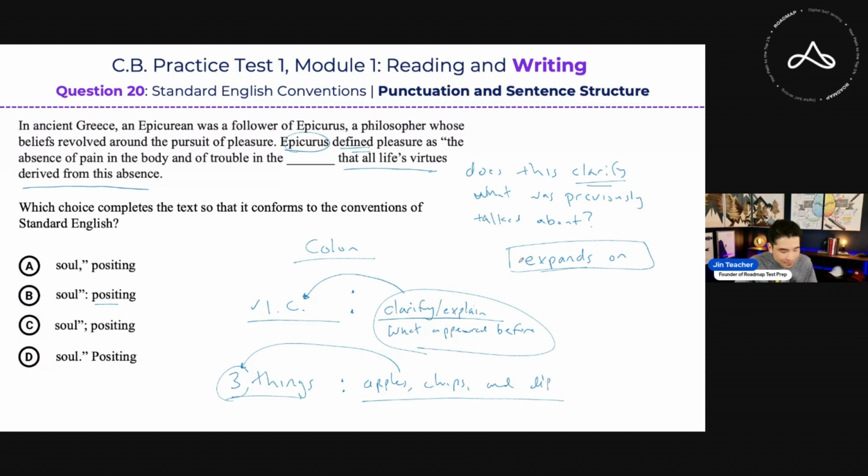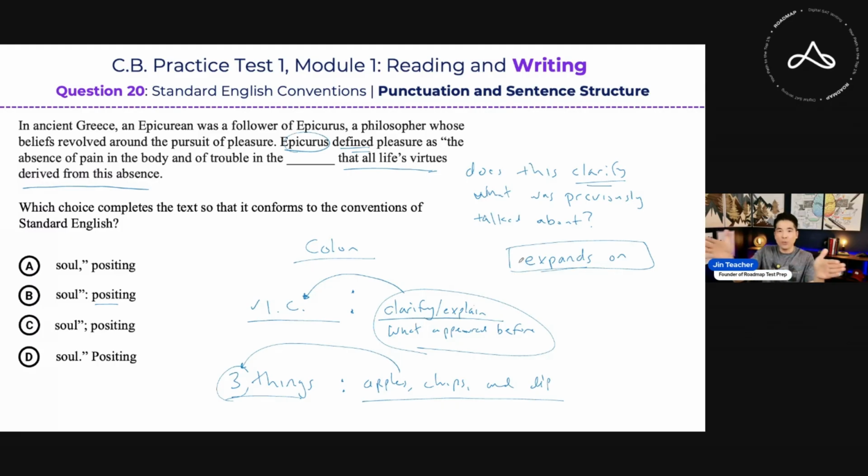And so if I say, I bought three things at the store for the party tonight. For the party tonight. In this case, you can't have a colon, because the information for the party tonight does not clarify what was previously talked about. Instead, the information after the colon expands on, it builds on what was previously mentioned, by adding new information. So think about expanding on as kind of building the sentence out horizontally.